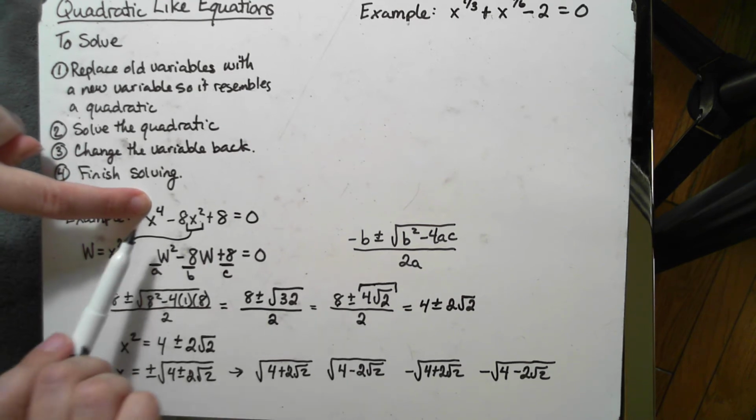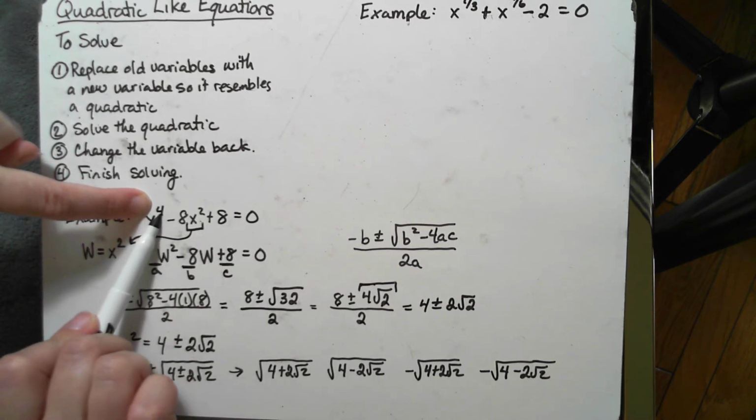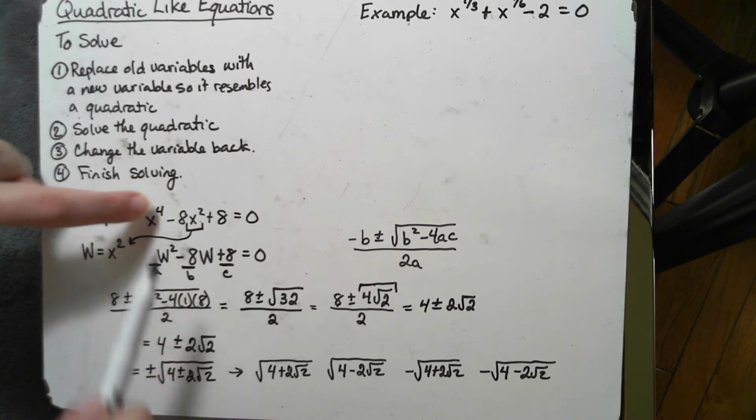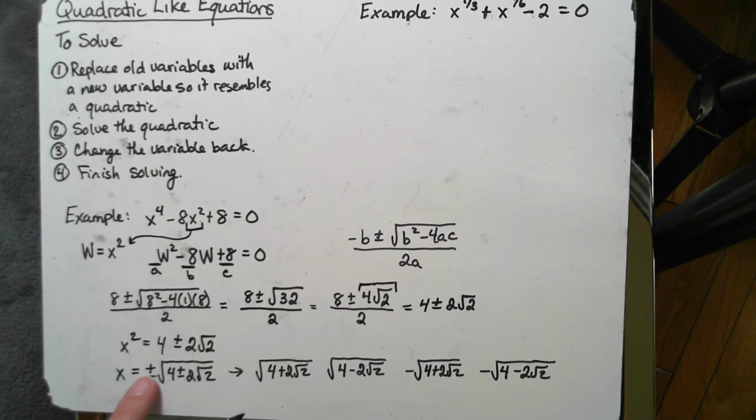Now you may remember for polynomial ones that have whole numbers up here, this exponent tells you how many solutions there are. These are all 4 solutions of this. Okay, notice I did the positive one with both options here, the negative one with both options there.